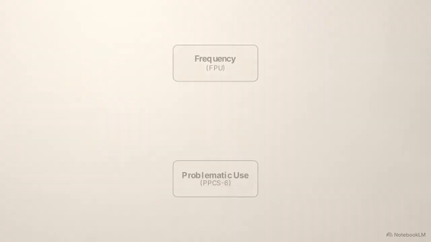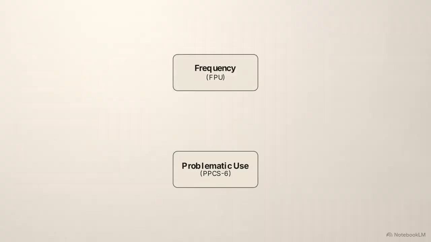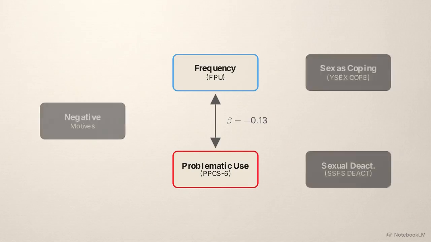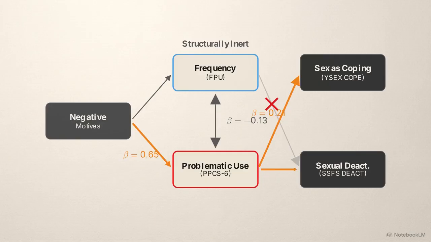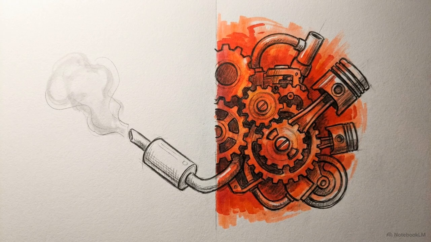If we isolate the two mediator variables, their differing roles become stark. There is a covariance between frequency and problematic use. They often co-occur, but they perform different jobs. Frequency totally fails to mediate the relationship between negative motives and sexual deactivation. It is structurally inert in the pathology pathway. Problematic use is the active, destructive conduit. It transmits negative motives into coping behaviors. Frequency is merely a behavioral exhaust. Problematic use is the active driver of pathology.